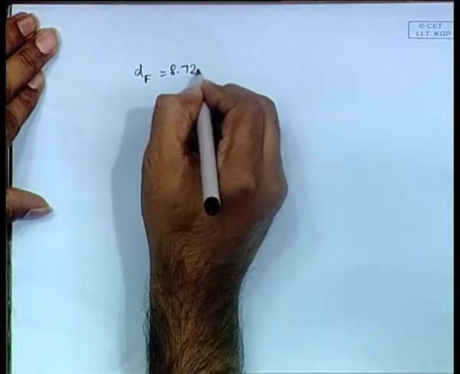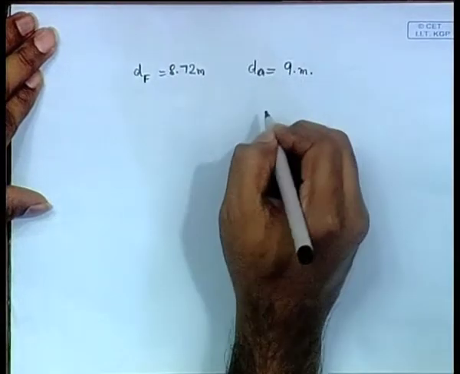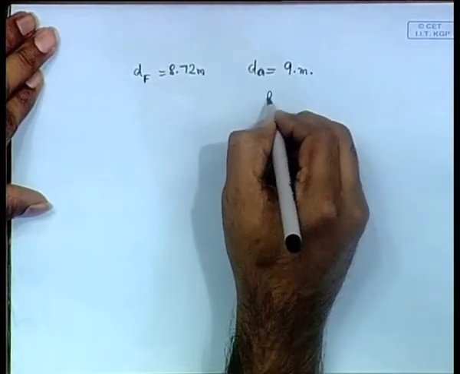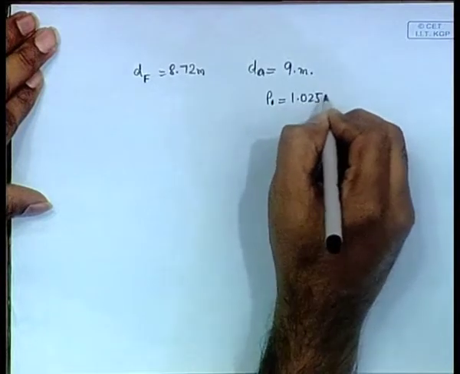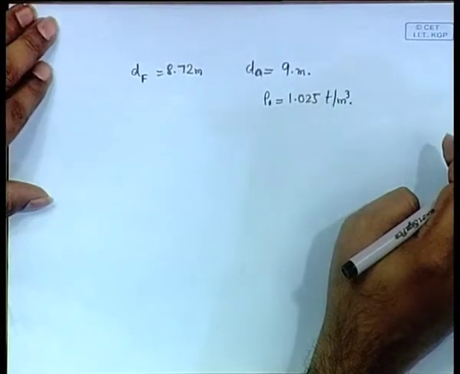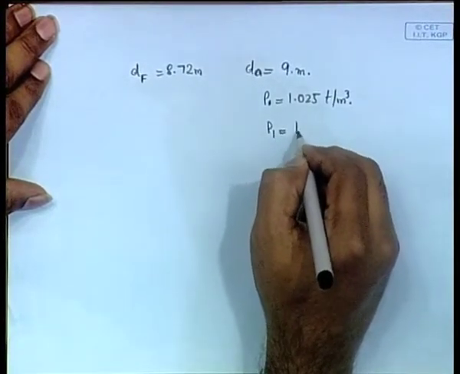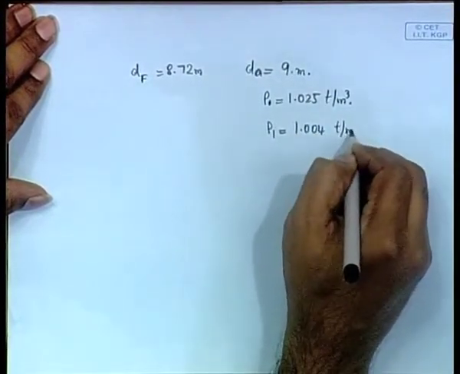Okay, there is a problem. A vessel has a draft forward equal to 8.72 meters. It has a draft aft given as 9 meters. And it is in water of density 1.025 tons per meter cube. This is the initial density of salt water. Now, it enters dock water of density rho 1 equals 1.004 tons per meter cube.